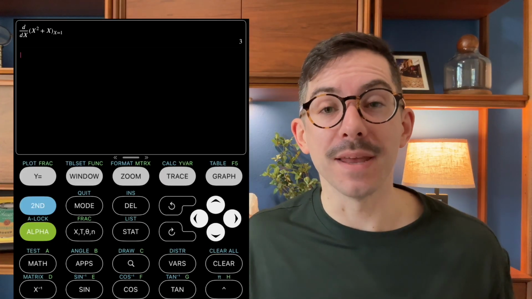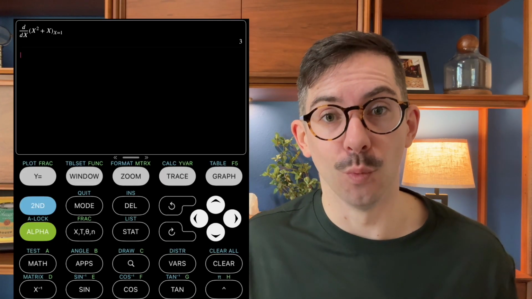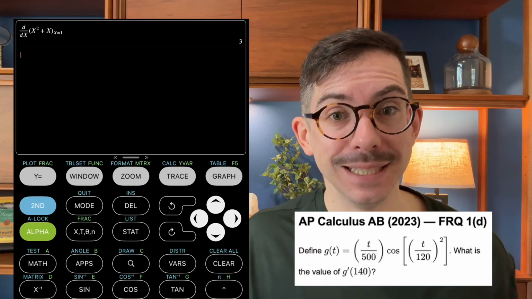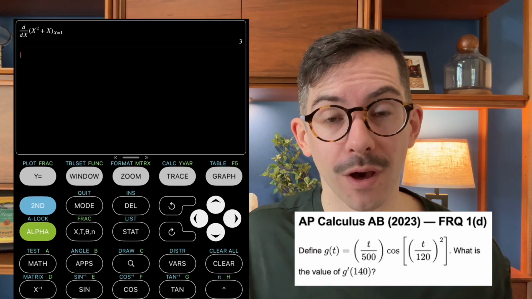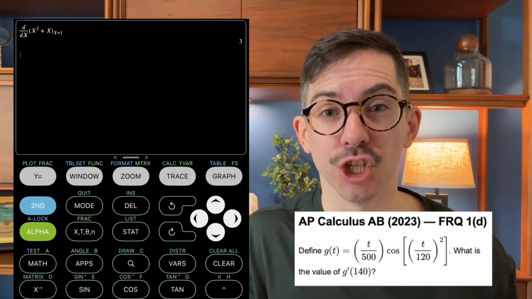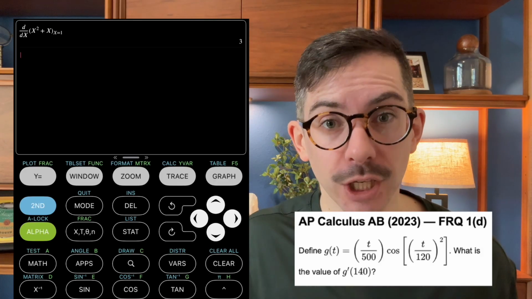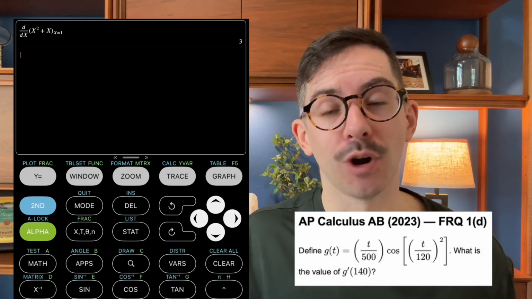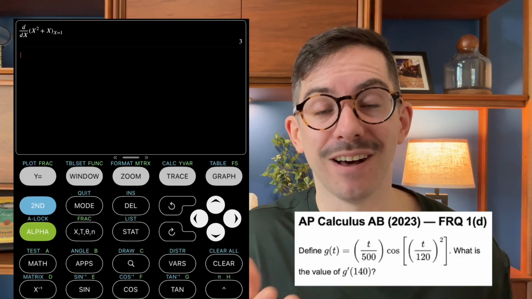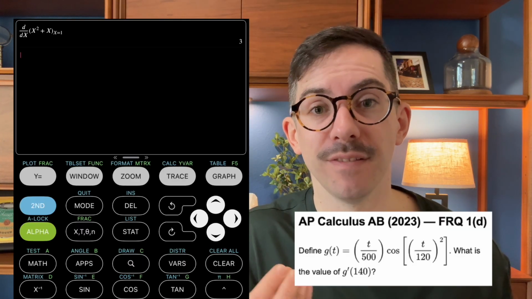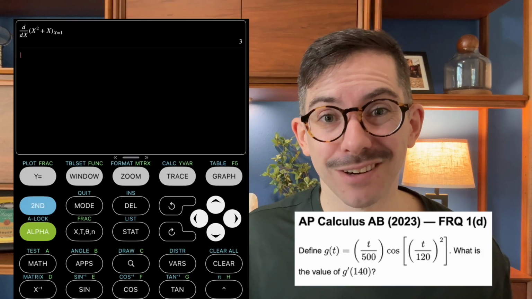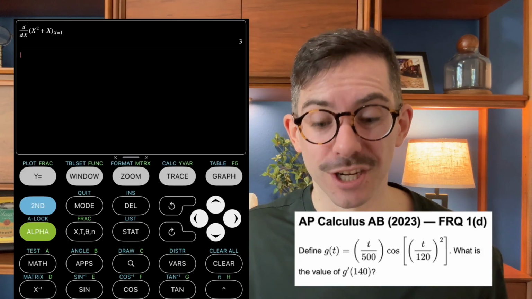So how might this come up in an actual AP exam question? Well, in the 2023 AB exam in FRQ number 1, you're given a rule for a function g. It's this cosine looking thing, and you're asked to find g prime of 140. You're asked to evaluate the derivative of this function, find a value. We can type this into our calculator, no problem. Let's see how we're going to do that.